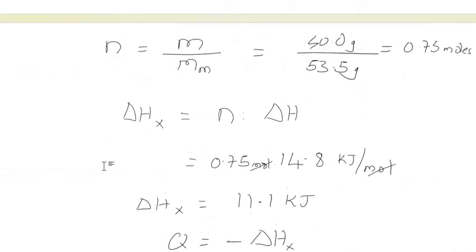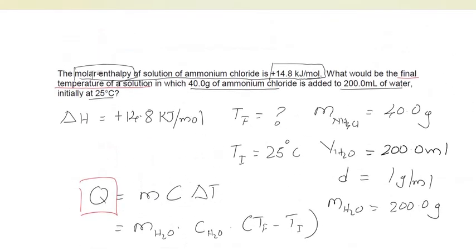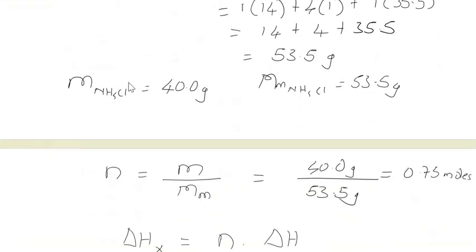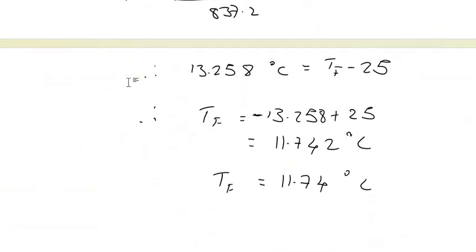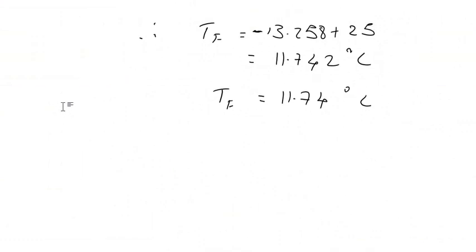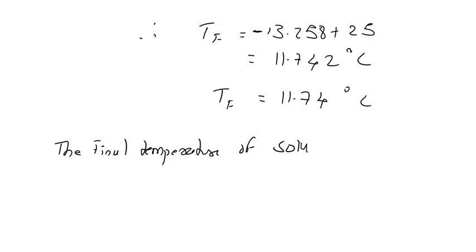So the question was, the molar enthalpy of solution of ammonium chloride is 14.8 kilojoule per mole. What would be the final temperature of the solution? So we got the final temperature of the solution as 11.74 degrees Celsius.